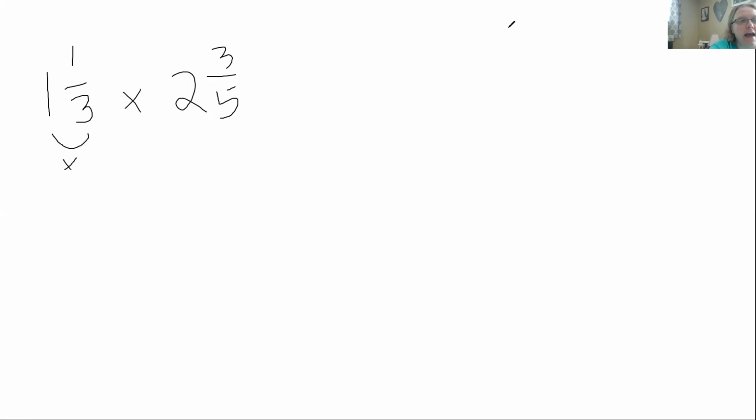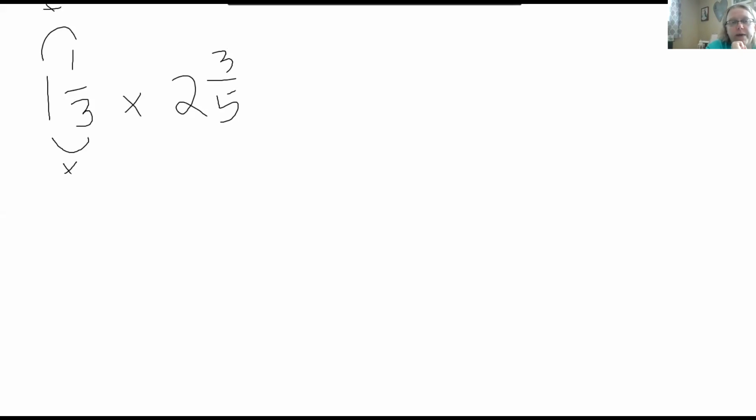That answer, I'm going to add the numerator, and that then is going to go over my current denominator. So in this case, 3 times 1 is 3, plus 1 is 4, so that comes out to be 4/3. 2 3/5, 5 times 2 is 10, plus 3 is 13, so we end up with 13/5. Now from here, we're going to do what we just did with multiplying a fraction by a fraction.